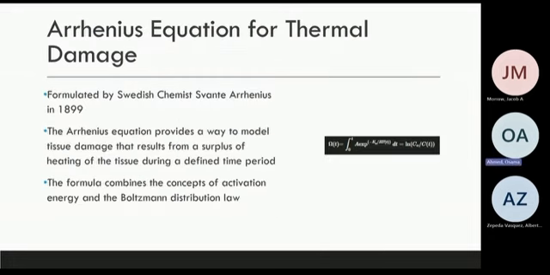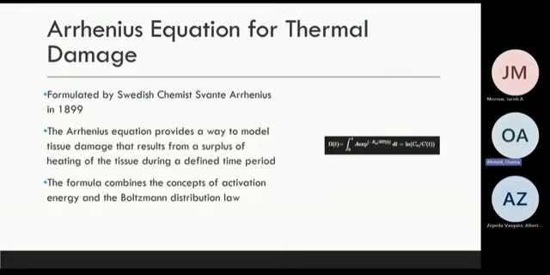Now, let's shift our focus to the Arrhenius equation, another vital component of our study. This equation, developed by Swedish chemist Svante Arrhenius in 1889, models the damage caused by heat exposure over time. In hyperthermia treatment, it helps to quantify the extent of thermal injury to the tissues.